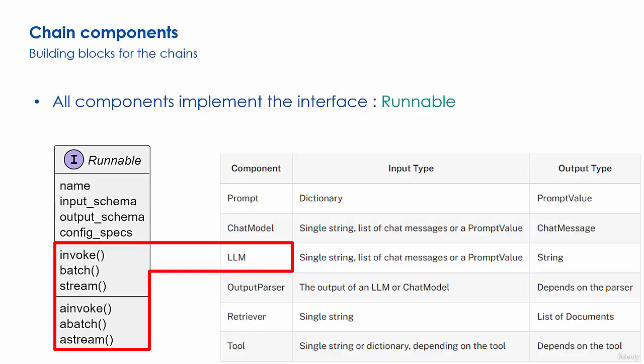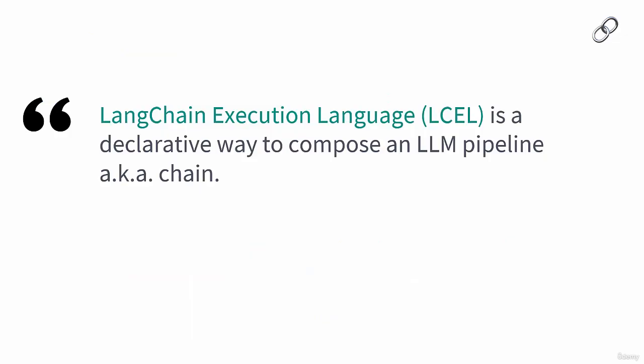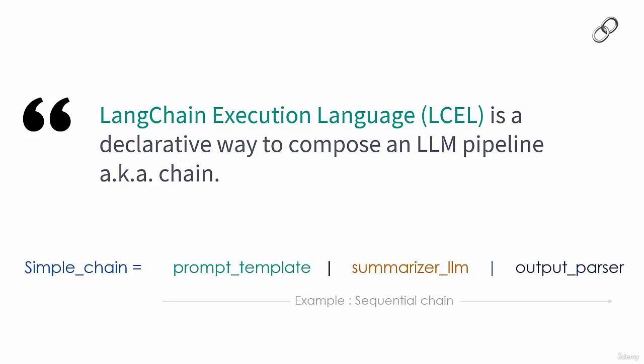Chains are created by stitching together these and other components using the LangChain execution language. LangChain execution language is a declarative way to compose an LLM pipeline, also known as the chain. Here is an example of a simple sequential chain created with LangChain execution language. The pipe character is placed between the components as an indicator for passing the output from one component as input to the next component. Let's take a look at a simple chain created with LangChain execution language.